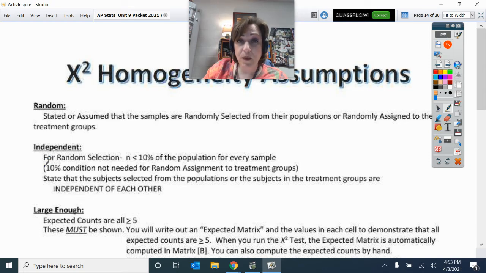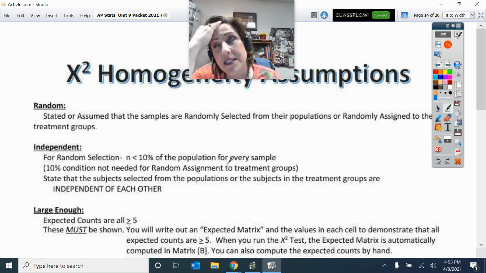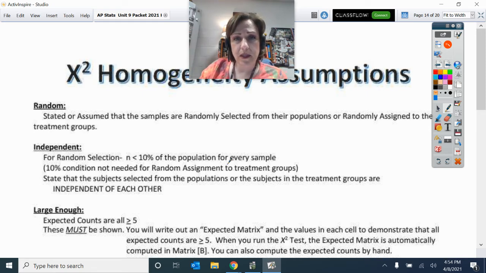And I remember that I had talked about this a couple of videos ago, that 10% condition is actually not needed for random assignment, because does it make sense to say the 60 women randomly assigned to the cranberry juice drink is less than 10% of what? All the women who could drink cranberry juice or something? Anyway, so that doesn't kind of register. But we do know that the subjects in those samples, those populations, are independent of each other. So the senior adults are independent of the middle-aged adults, are independent of the young adults.